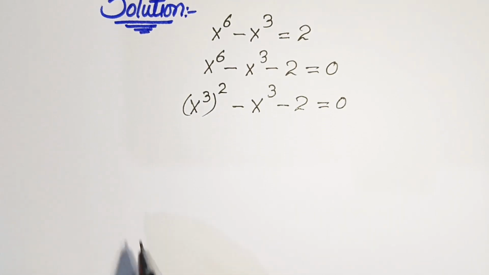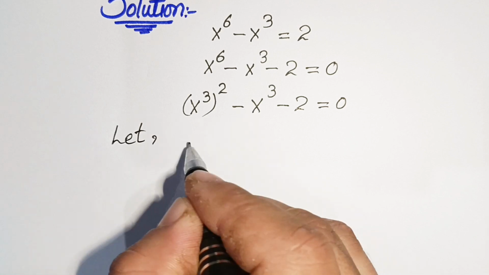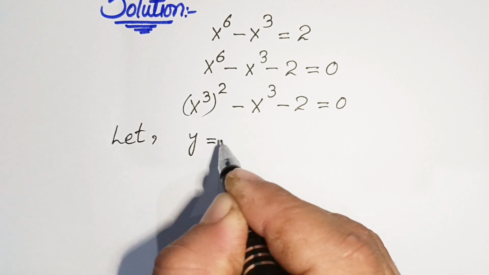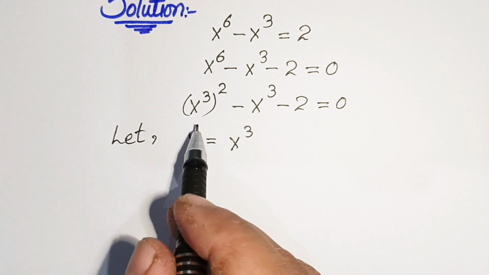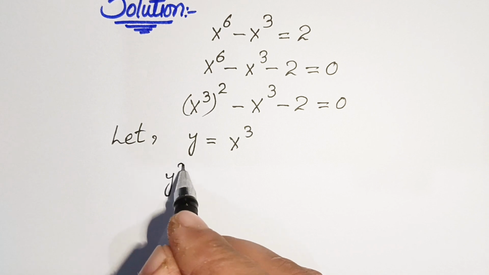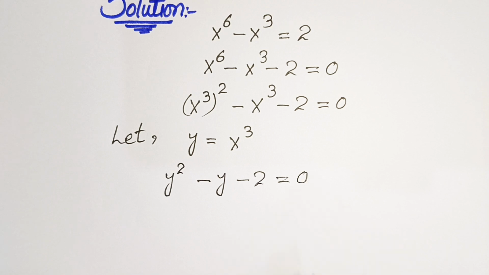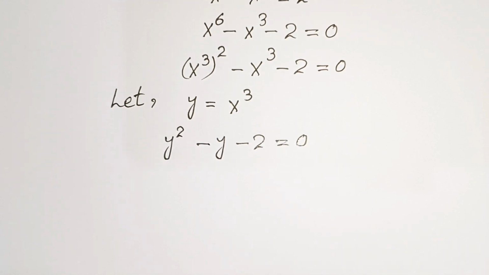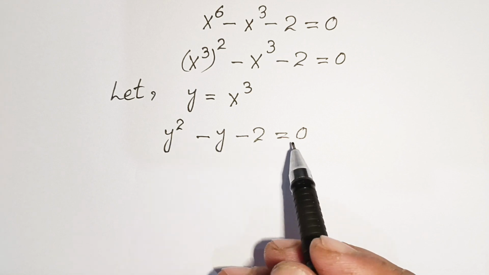Now let us suppose that this x cubed is equal to y, x cubed is equal to y. So by substitution we get y squared minus y minus 2 is equal to 0. Now here that is y squared minus y minus 2 is equal to 0.